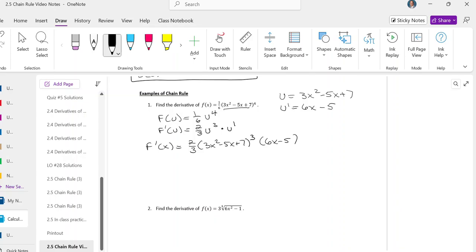So, if you notice here, 2/3 does not go in evenly to 6 and 5, so there's no real reason to distribute this. So the only thing left is to rewrite it. So it would be 2 times 3x squared minus 5x plus 7 to the 3rd power times 6x minus 5, all over 3. Right? 3 is the only thing at the bottom of the fraction.